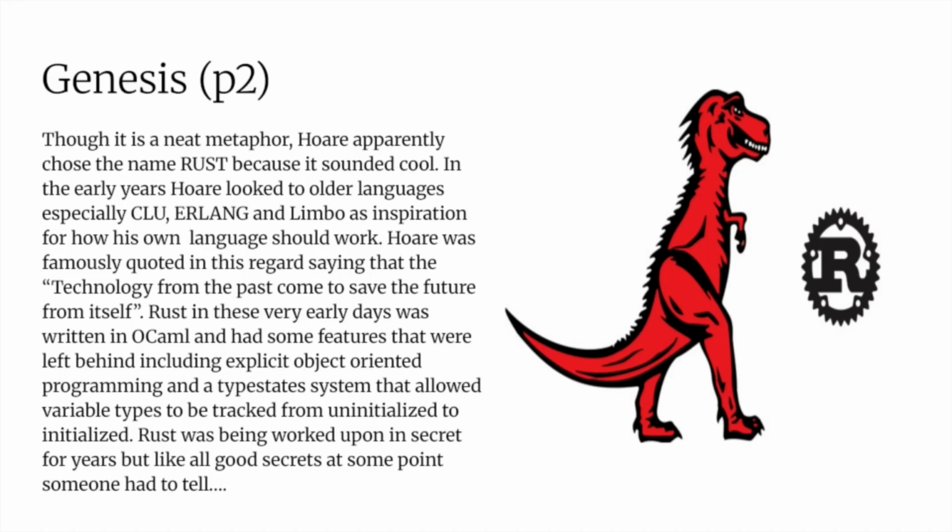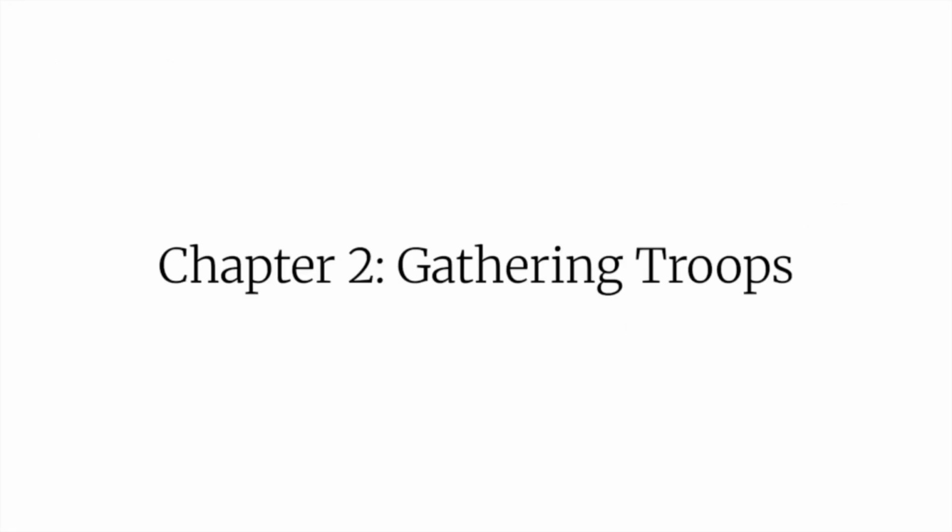And in these very early days, Rust's compiler was written in OCaml and had some features that were later left behind, including object oriented programming and typestates. So while this was still being worked on in secret for years on end, at some point it had to leak, right?